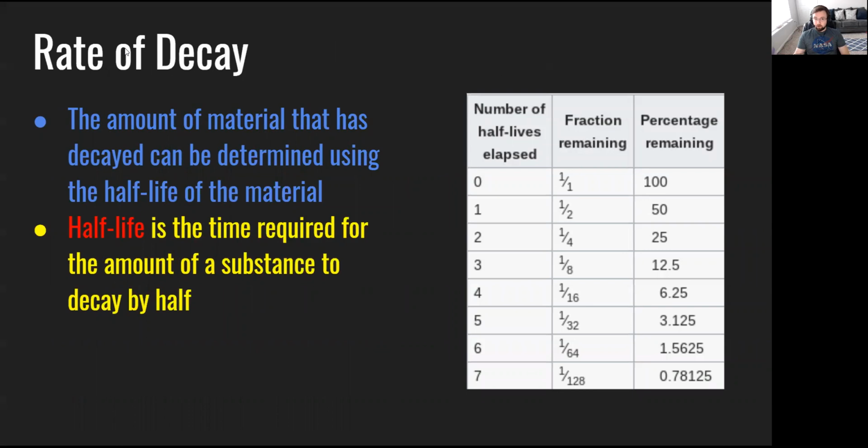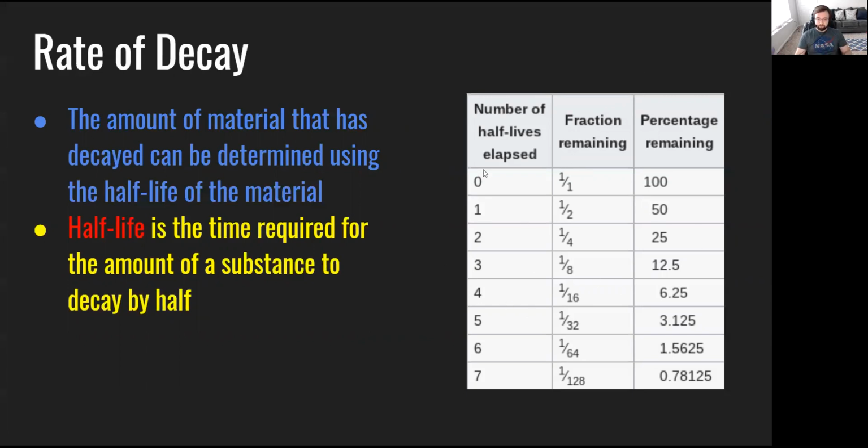Now, this whole thing we've been talking about is the decay of radioactive material. How quickly it decays depends on something called the half-life. Half-life is the amount of time required for the amount of a substance to decay by 50%. So this depends on the material. If something has a half-life of 10 years, that means after 10 years, 50% of it will have decayed, and 50% of it will still remain in the original unstable form.